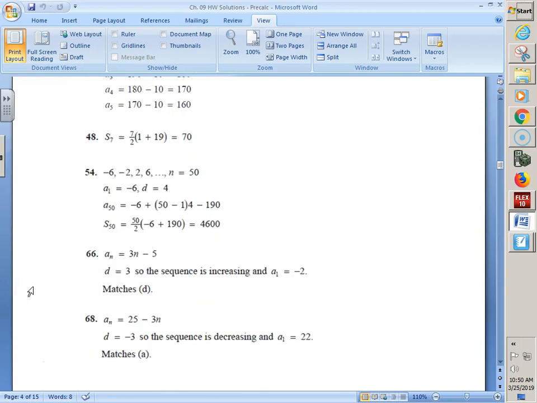Yeah, 1 plus 19 equals 70. Number 54, ooh, they had you doing all sorts of stuff. But they did tell you it was arithmetic, and I can see that, can't you guys? Plus 4, plus 4, plus 4. So you have the first term, you have the common difference. In order to get the 50th partial sum, you guys going to jumpity jump, jump, jump all the way there?